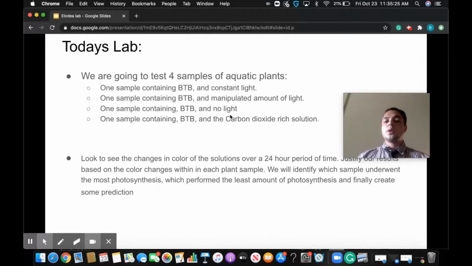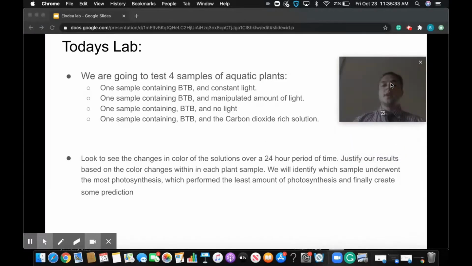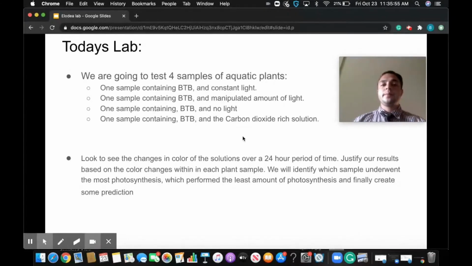And then we will also have a sample containing the carbon dioxide rich solution in which CO2 is already present. So the overall process of this lab is again to look to see the changes in color of the solutions over a 24-hour period of time. And then we're going to look to justify our results based on the color change in each sample. And we will identify which sample underwent the most photosynthesis, which one underwent the least amount of photosynthesis, and finally come up with some conclusions for this lab experiment.